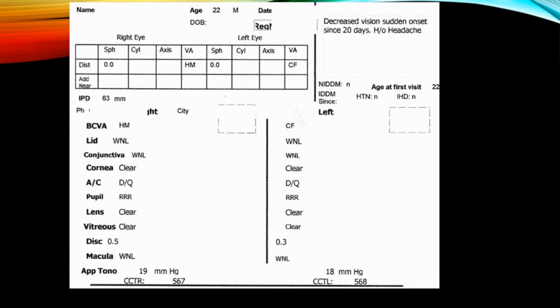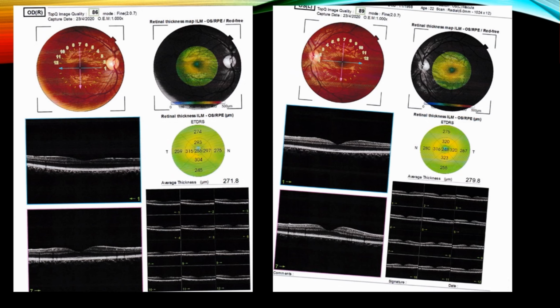The cup to disc ratio was 0.5 in the right and 0.3 in the left eye. The intraocular pressure was 19 millimeters of mercury in the right and 18 millimeters of mercury in the left.